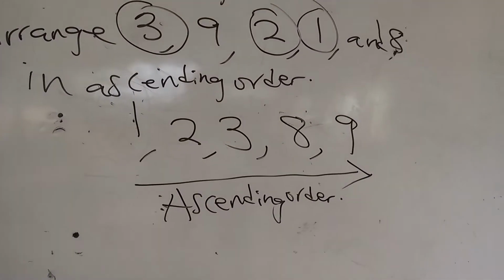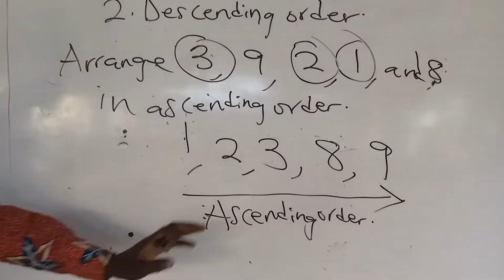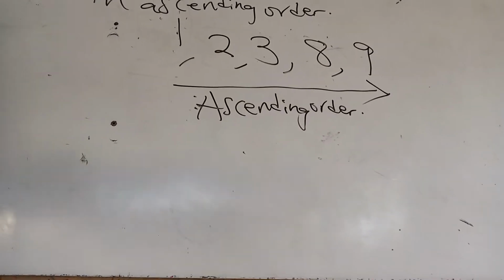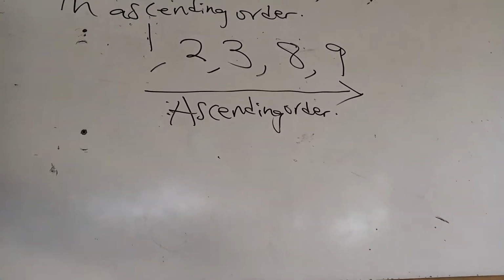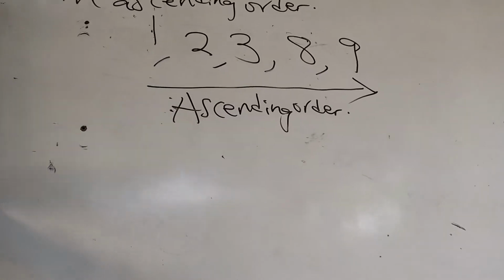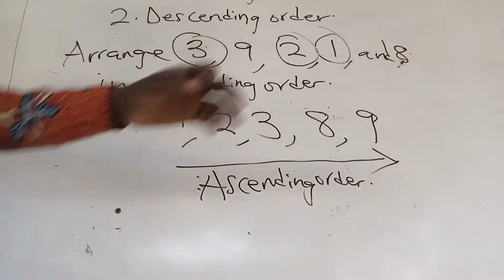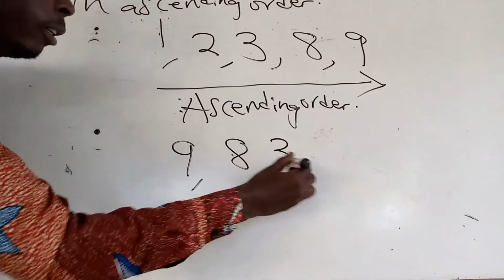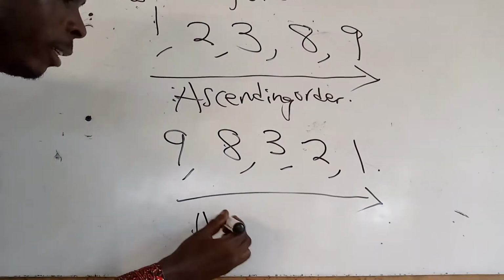I will use the same numbers to explain descending order. And once we know ascending order, descending order becomes simple. Descending order is the reversal of ascending order. In descending order, I said we arrange from the largest to the smallest. To arrange these numbers from the largest to the smallest, we start from 9, 8, 3, 2, and 1. So we have our descending order.